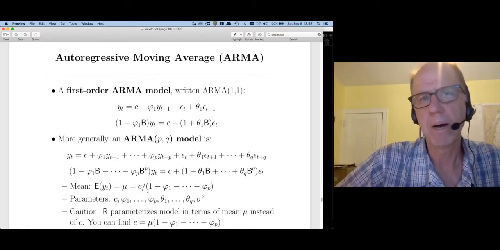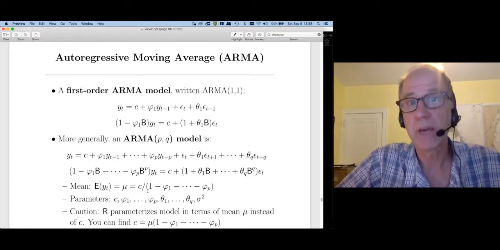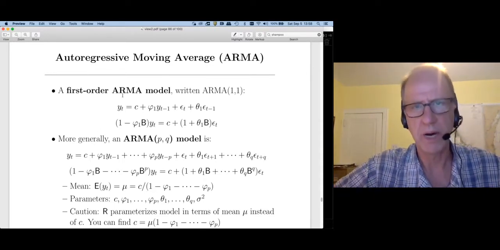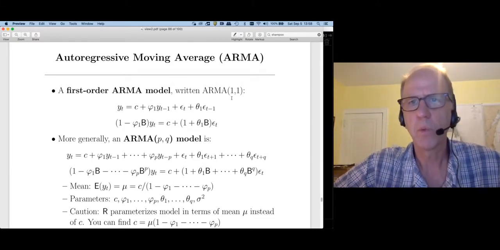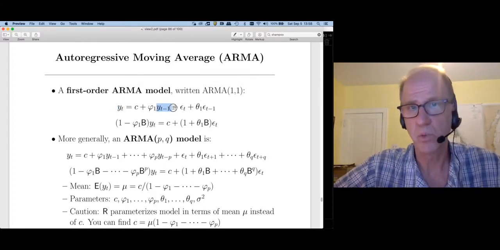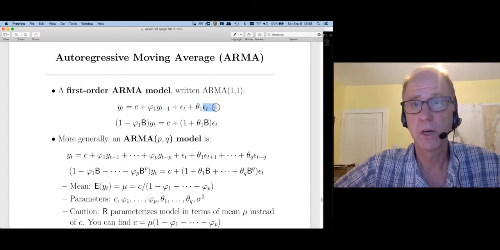We're now going to combine the autoregressive and moving average processes. We're going to call this an ARMA model, so ARMA. Let's begin with an ARMA(1,1). So ARMA(1,1) says that y sub t is some function of the previous y, so that's the autoregressive part, as well as some function of the previous error. And of course we have the current error. So this is your moving average part, this is your autoregressive part.